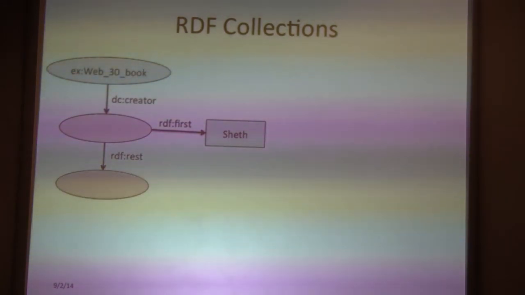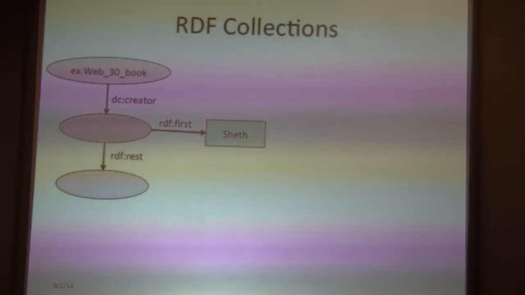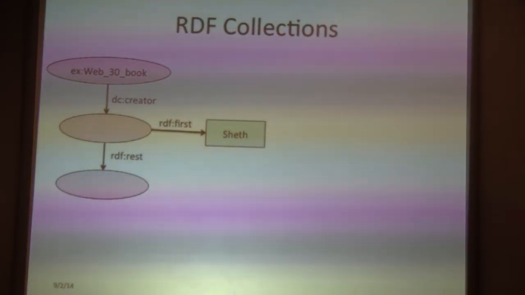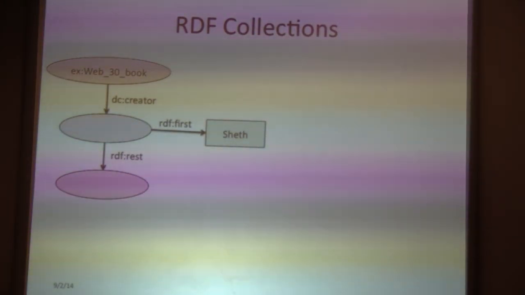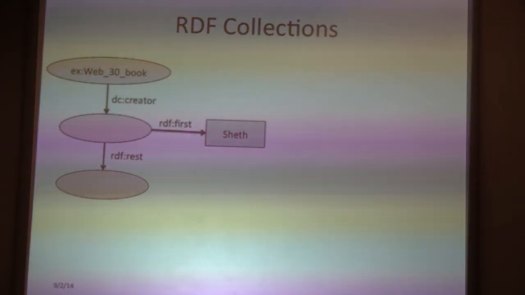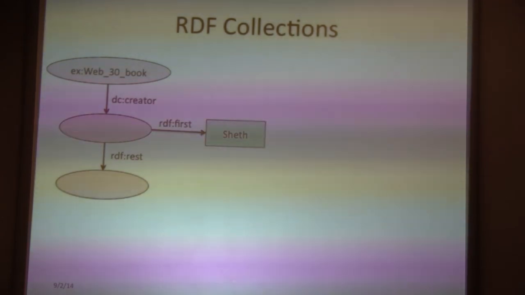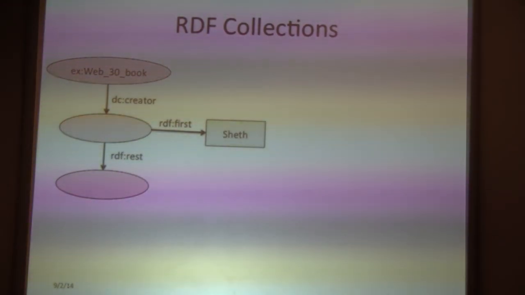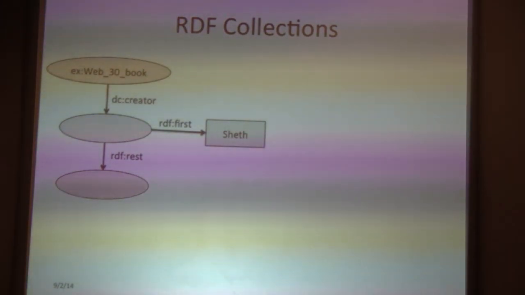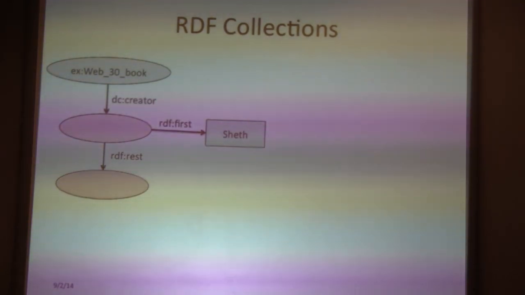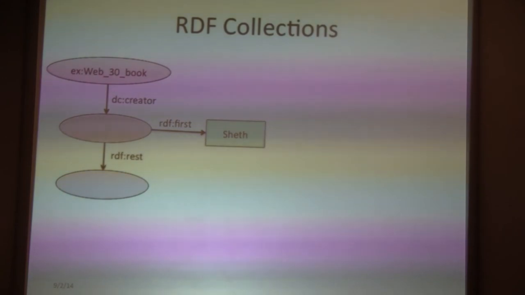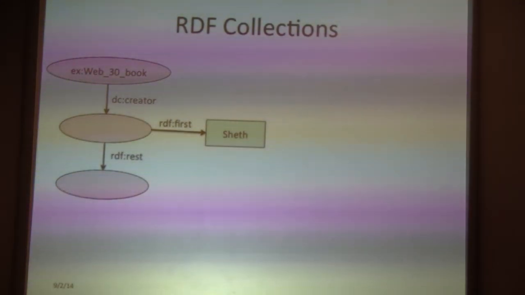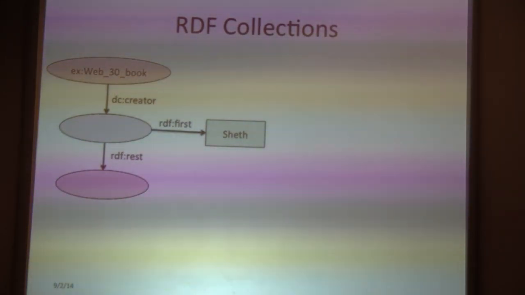So for the same example that we had, this book is created by, let's say, Dr. Shen and Dr. Person. For this Web3.0 book, the creator is a blank node. But this time it is not going to be typed as a bag, a sequence, or an alternative. The first blank node will have the attributes rdf:first and rdf:rest. You can imagine that RDF collection is similar to a linked list, where we have multiple nodes, and each node has two elements: one is the value, and the other is a pointer to the next one in the linked list. So in this RDF collection, it works exactly like the linked list in our data structures.